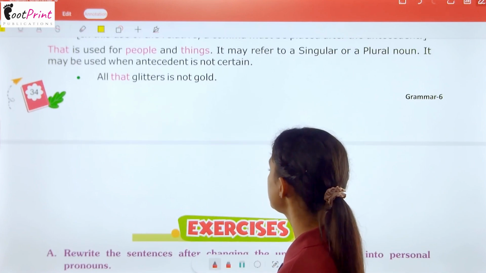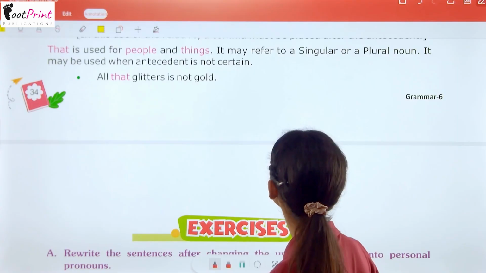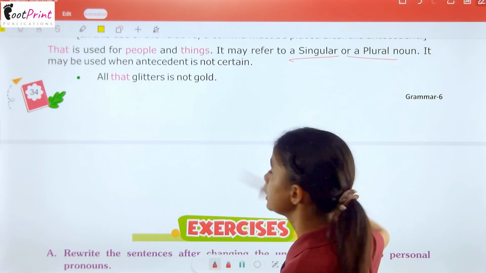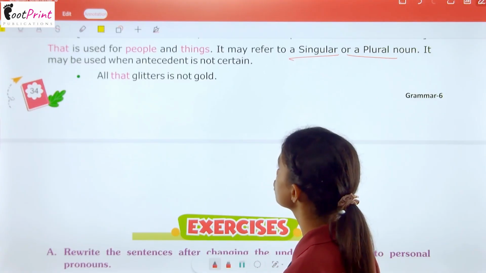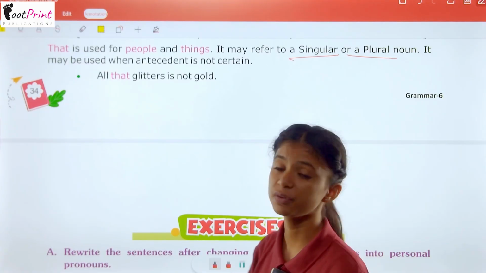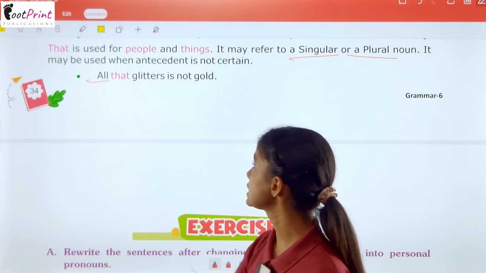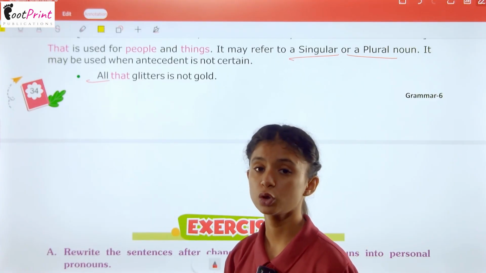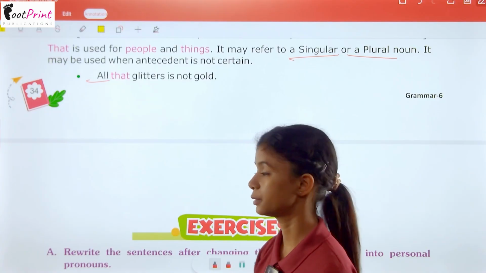That is used for people and things both. It may refer to a singular or plural, it doesn't matter, and it may be used when the antecedent is not certain, when we are not certain what the antecedent is. For example, all that glitters is not gold. So we are not sure about the antecedent. It is not clear. So we are using that here.